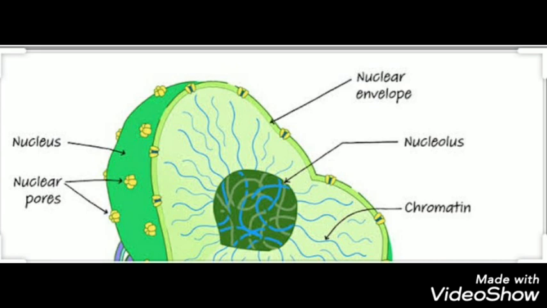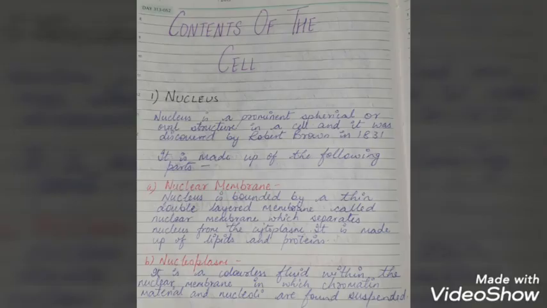The second part of the nucleus is the nucleoplasm. Now again, like a cell has cytoplasm, in the same way a nucleus has nucleoplasm. Now what is a nucleoplasm? It is a colorless fluid within the nuclear membrane. That means inside the nuclear membrane. In this liquid, chromatin material and nucleoli are found freely suspended. Now the third part of the nucleus is the nucleoli.